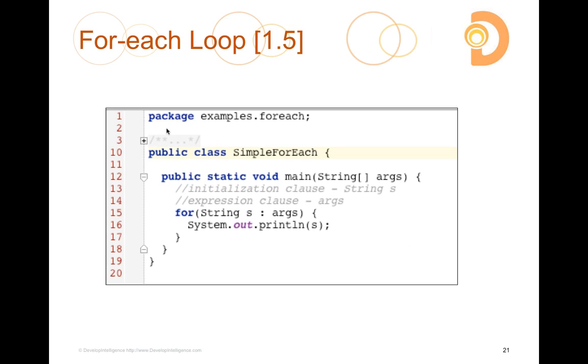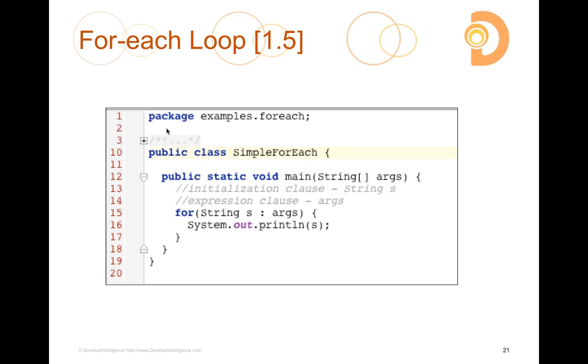In 1.5, the notation of that for loop has been simplified, where I have, for example, on line 15, a variable called S. I've got my collection of data called args. S is the placeholder for each one of the elements that is popped off of that collection. As we traverse through the array, the for each loop is going to function just like a regular for loop, starting with index 0 and going to the end of the collection.